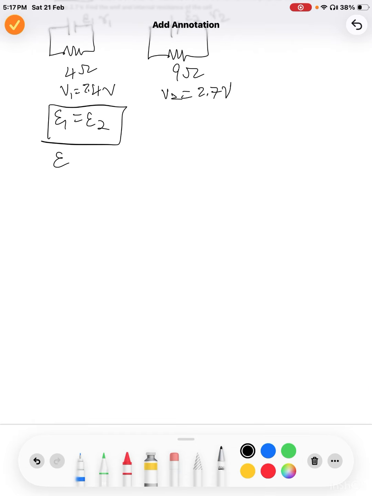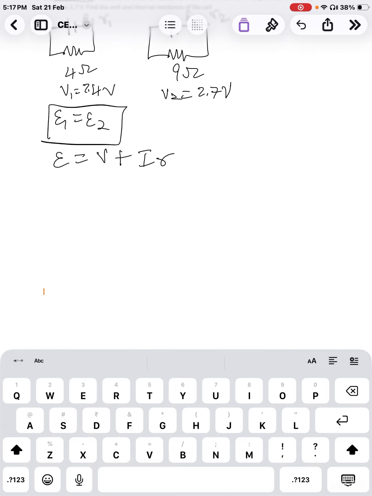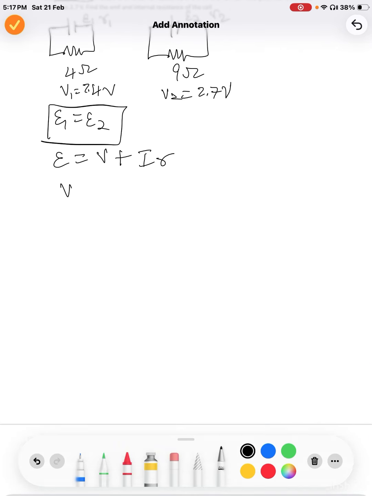What is the EMF formula? EMF is equal to terminal potential plus I into R, internal resistance. So according to this, E1 equal to E2, that is V1 plus I1 R1 is equal to V2 plus I2 R2. R2 and R1 are same, so we can write this.